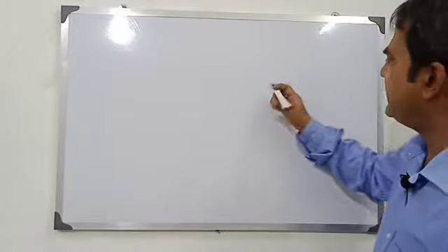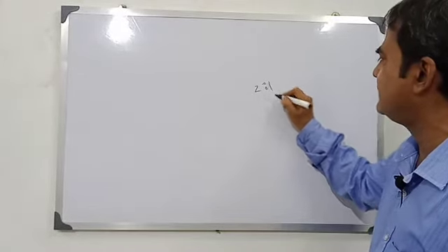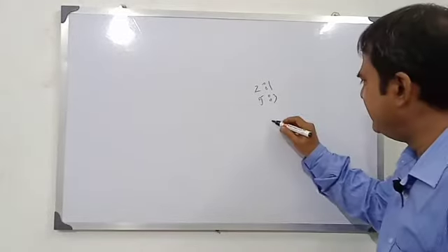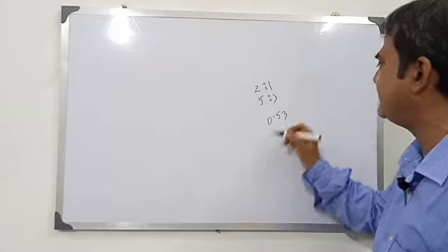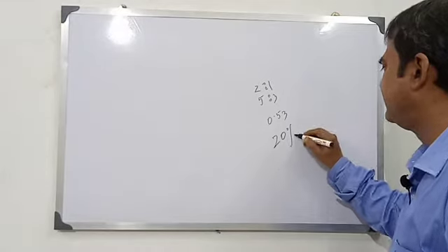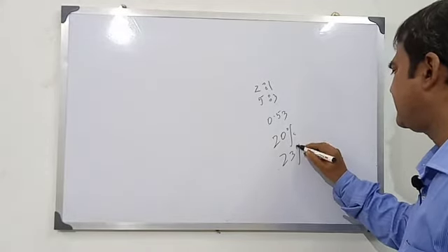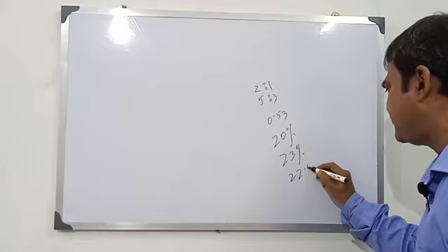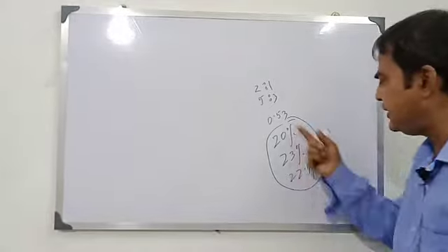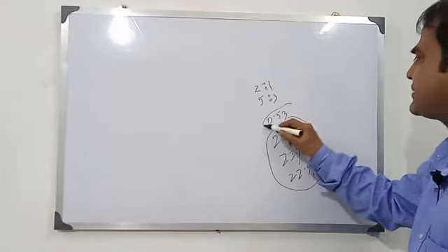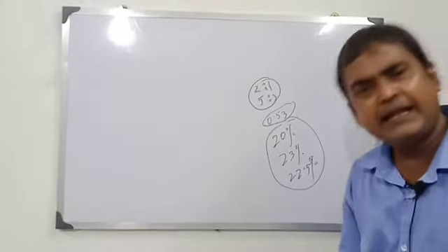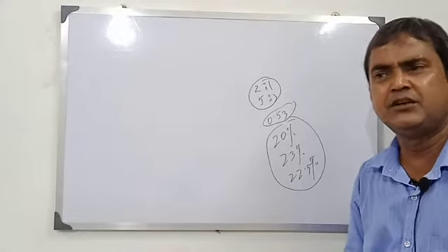It can be compared in a ratio like 2:1 or 5:3. It could be a fractional value like 0.53, or a percentage like 20%, 23%, or 22.5%. So we can express it as a ratio, as a percentage, or as a fraction, like 5:3 or 2:1.